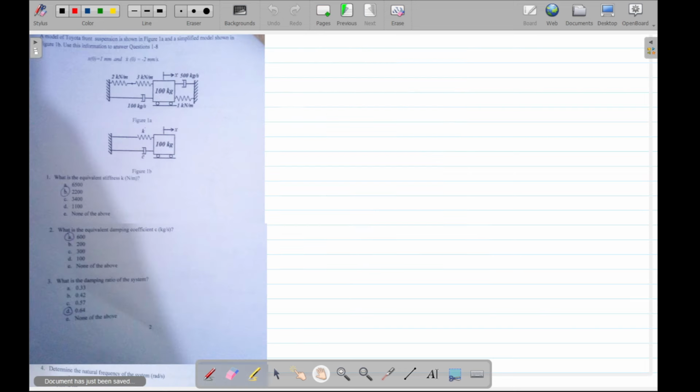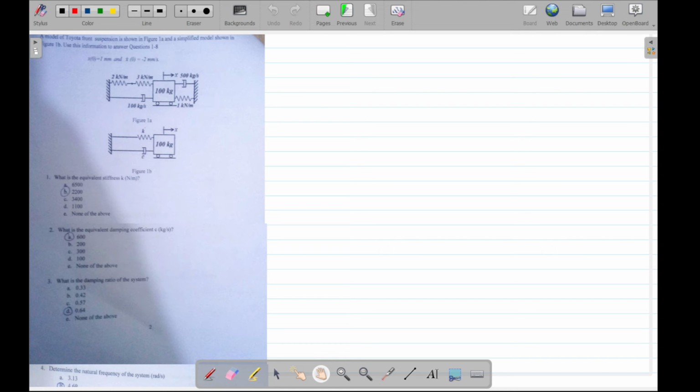Now, the first question, we have a preamble. A model of Toyota front suspension is shown in figure 1A and a simplified model shown in figure 1B. And we are using this information to answer questions 1 to 8. Okay, so we have initial conditions. Initial displacement is 1 millimeter. Initial velocity is negative 2 millimeter per second.